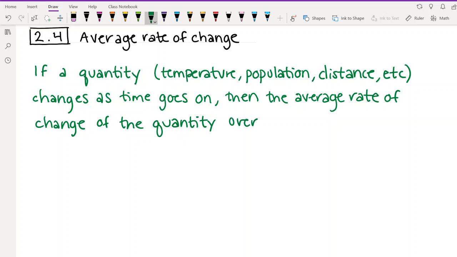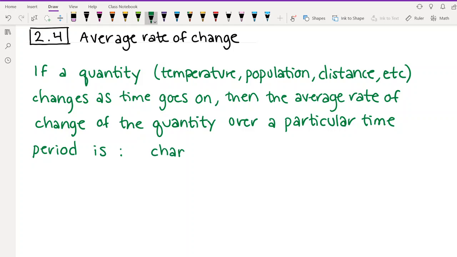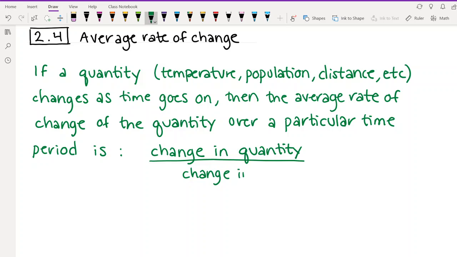over a particular time period. We'll see that whenever you're talking about average rate of change, you're always talking about a certain, in this case, time period or a certain range of x values. We'll see that when we get to talking about function notation. But over a particular time period is going to be the change in the quantity divided by the change in the amount of time. Basically, how much has the quantity changed divided by how much time has passed.